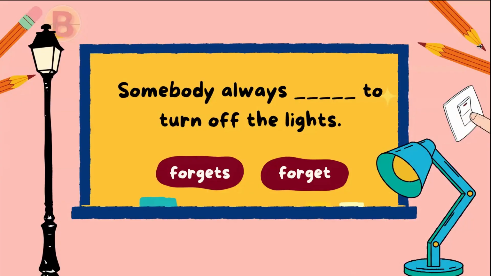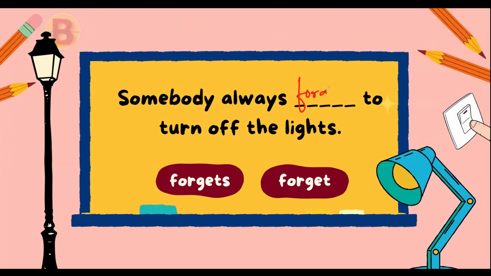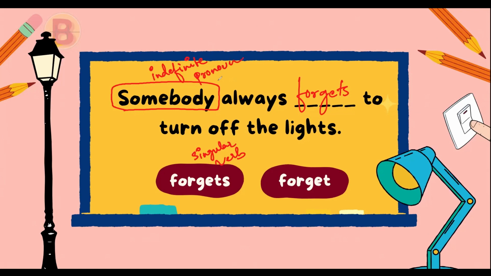The last question says, somebody always dash to turn off the lights. Forgets or forget? Which one is it? The correct answer is forgets, because this is the singular verb. Why are we using a singular verb here? Because we have the word somebody, and somebody is an indefinite pronoun. And what kind of indefinite pronoun is it? It is singular. And because this is singular, we are going to use a singular verb.